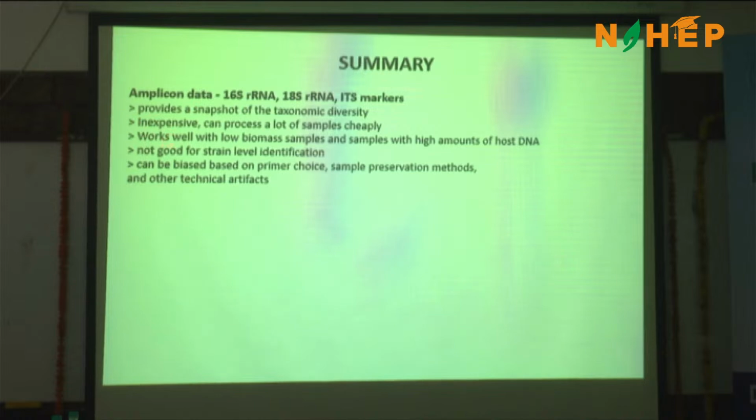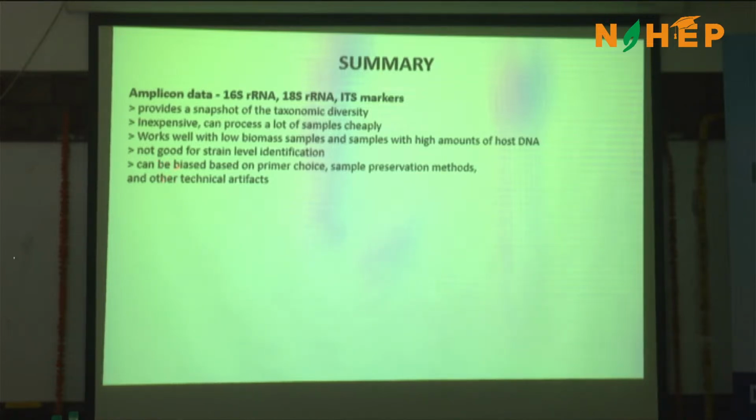I put here inexpensive. I mean, it's money, but it's cheaper than metagenomics. You can sequence quite a lot of samples for less money. It works well in low biomass samples and samples with a high amount of concentration. So you saw that during our DNA extraction with much DNA. But this 16S amplicon needs in the range of picograms, so you can really do it with low amounts.